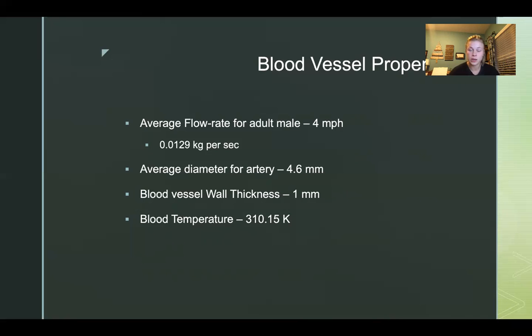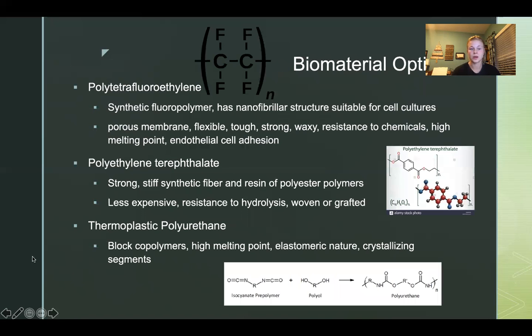I used an artery because we are dealing with the heart, and the aorta is very large, so an artery is a more similar size to the capillaries and veins, but it is on the larger side. The blood vessel wall thickness is about 1 millimeter. Again, all of these things can vary, but these are the values I chose. Blood temperature for a human is about 310.15 Kelvin. Through my research, I came to the conclusion of these three biomaterial options.